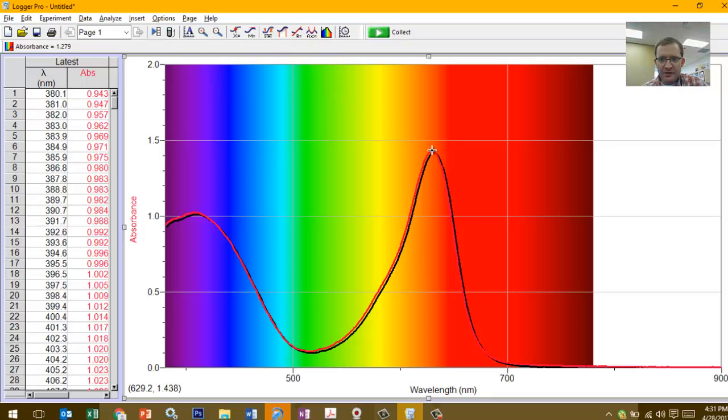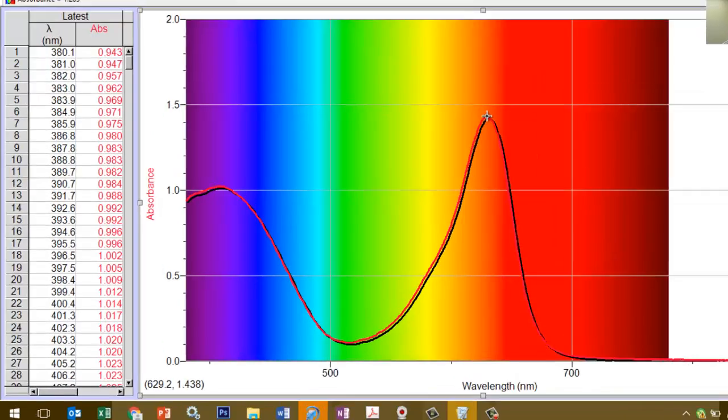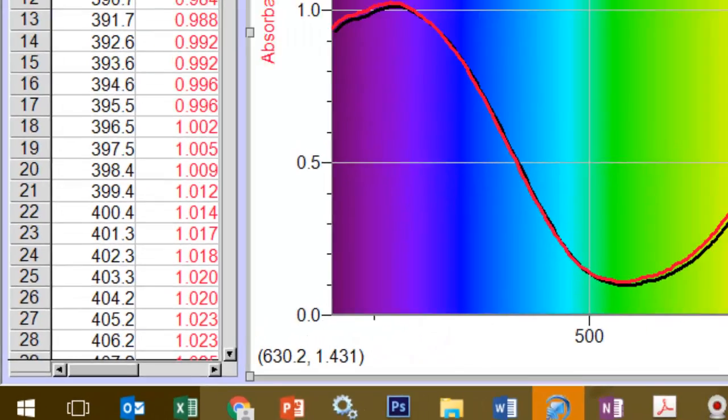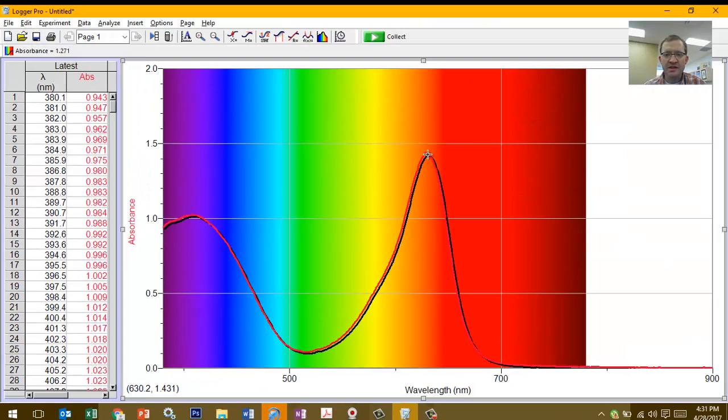If I put my cursor on the peak there, my wavelength there is in the area of about 630 nanometers. 630 is a wavelength then. And so when we do our measurements here, I'm going to choose a color that's in that 630 range because that's going to absorb the best from my green solution. And I'll show that to you here in just a second.